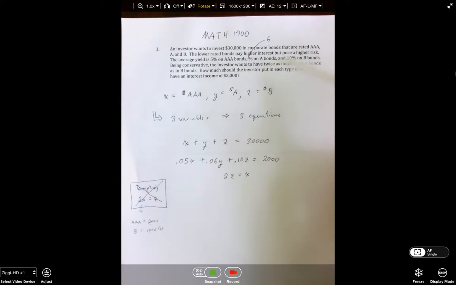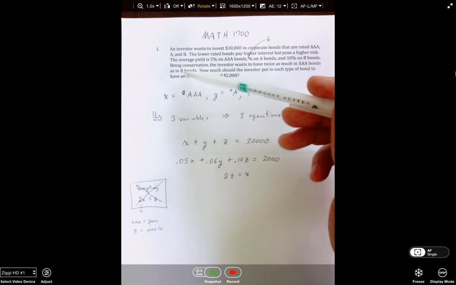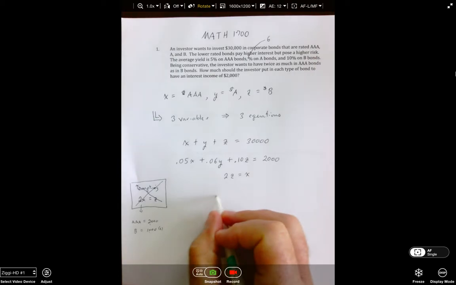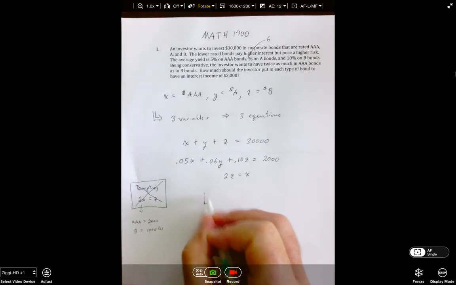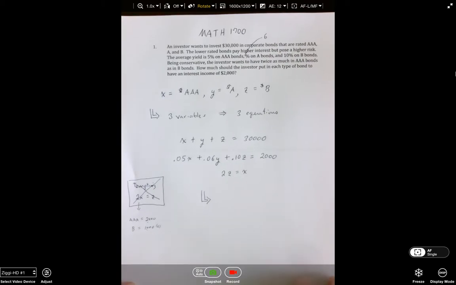If you got twice as much in the AAA that you've got in the B, you've got to multiply the smaller by 2 to make them equal. Okay, so just keep that in mind. Now the next thing I've got to do is notice that I've got to get this into a form where I can use augmented matrices.